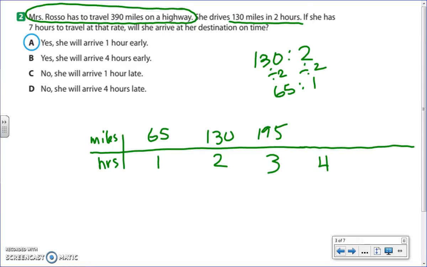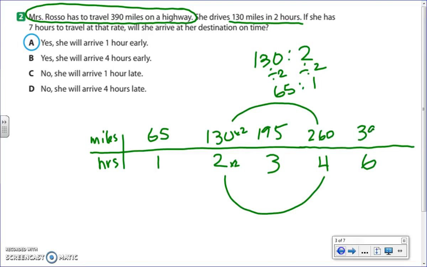Instead of adding 65 every time, I think it's easier to actually multiply by 2. So that'd be 260 and 4. I'm going to multiply that by 2 again, or I could say, okay, I think this is the value that I'm looking for. 2 plus 4 is 6, 130 plus 260 is 390. And so by using this table, I can see that it will take her 6 hours to travel 390 miles.